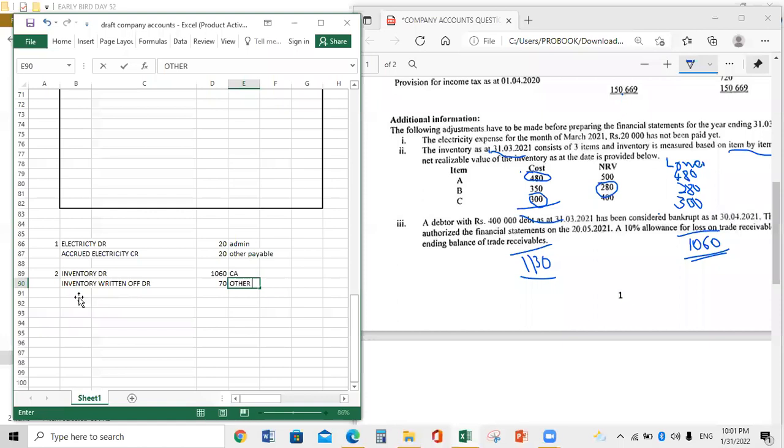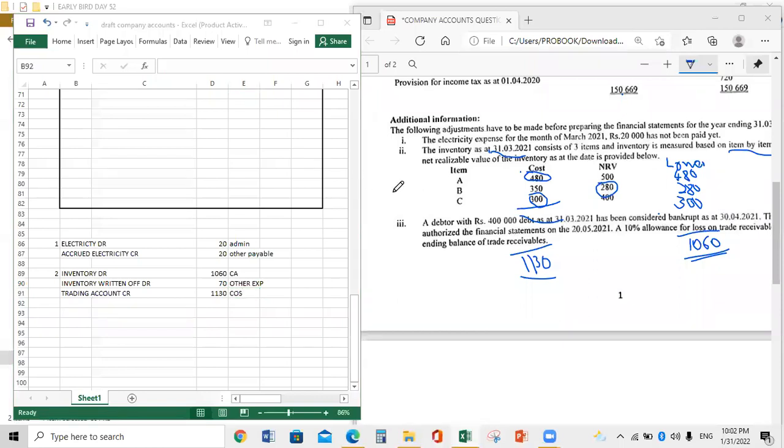In the cost of sales, we can say the trading account, that is the cost of sales. You're going to credit how much? 1130. This goes to cost of sales. So guys, this is the double entry.